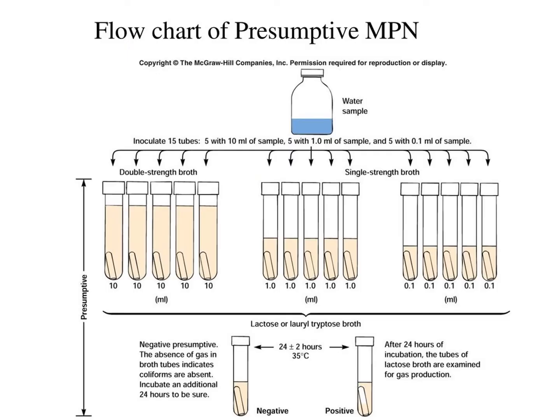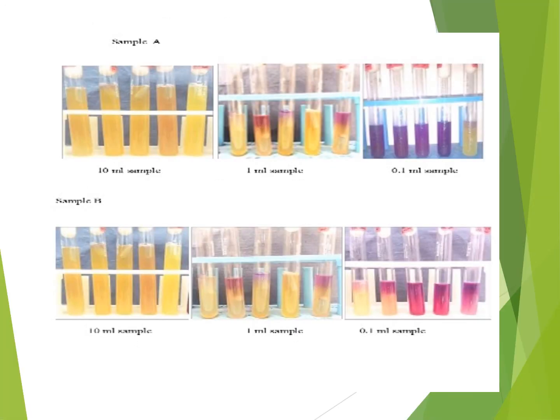This is a flow chart of presumptive test. This is a water sample. We need to take 10 ml of water sample in the first test tube set, then 1 ml of sample in the second test tube set, and then 0.1 ml of sample in the third test tube set. Then we need to check the production of gas in our tubes. If gas is produced, then the result is positive. If gas is absent, then the test is negative for Escherichia coli bacteria.